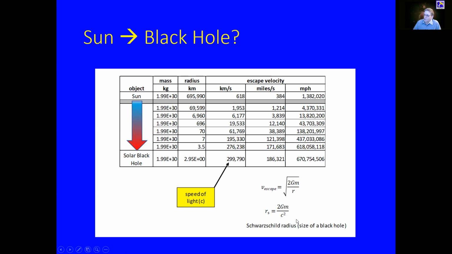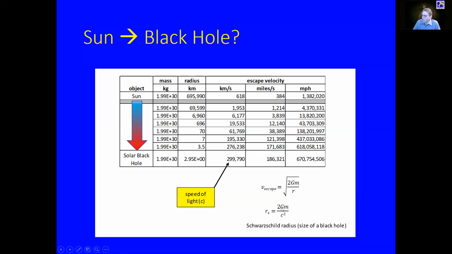Now, we can rearrange our escape velocity equation by solving it algebraically for the radius. Instead of solving for escape velocity, let's solve for the radius necessary to achieve an escape velocity equal to the speed of light, which we're going to call c. This is called the Schwarzschild radius. That's the size of a black hole.